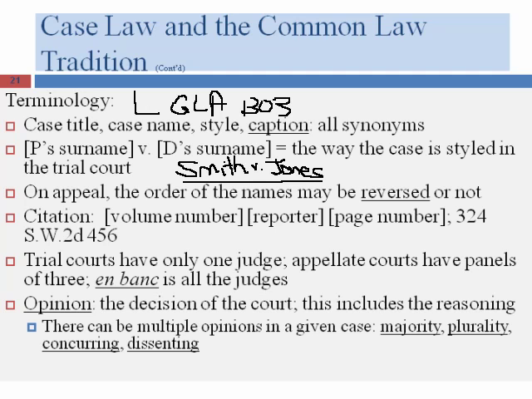There's lots of different names. So you can call this the case title, the case name, or you can call it the style of the case. That's not a very intuitive name, but it's perhaps the most common name for it. So if you hear someone say, what's the style of the case?